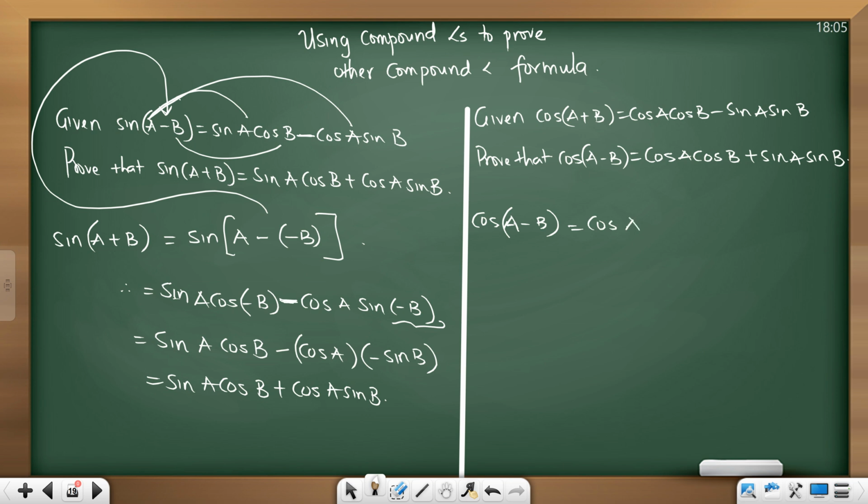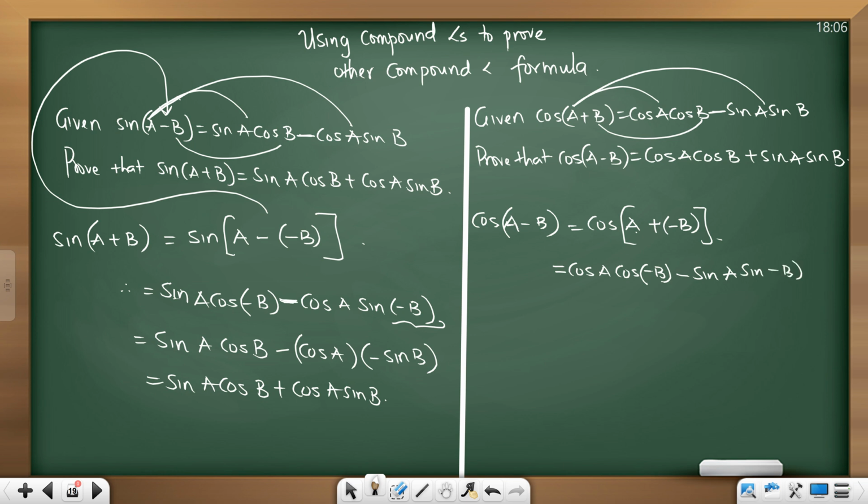I'll have what? Cos(A plus minus B). Once I'm able to do this, guys, again, we are done. Do you see I've written it as a plus in between the two of them? So your algebra must be on point. Now I can use my formula. What would this be? Cos A. Do you see the A comes first, right? So what would it be? Cos of the first one, cos A, cos of negative B, minus sine of the first one, and sine of negative B.